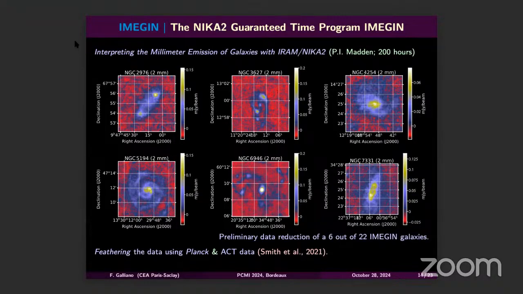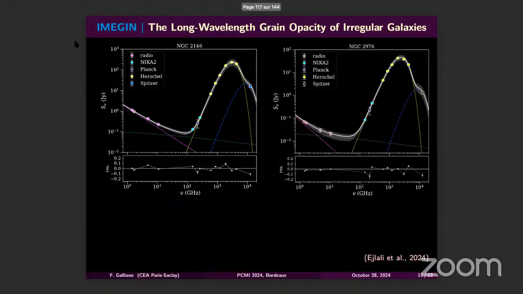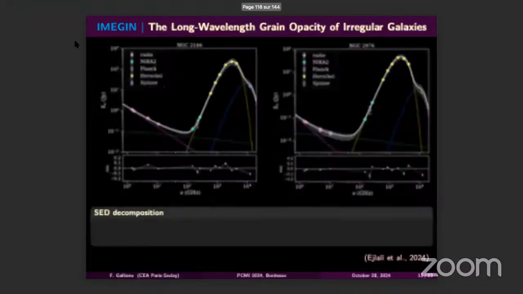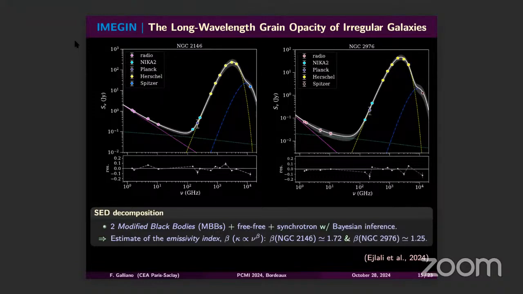As I told you, we need to feather those data using Planck and IRAM 30m data. And so I'm showing you a few projects. For example, we have a PhD student in our collaboration who worked on two irregular galaxies, doing some spectral decomposition from far-infrared to radio wavelengths to constrain the contribution to the SED, and also to study the way the beta, the emissivity index of the dust grains, varies across these galaxies.